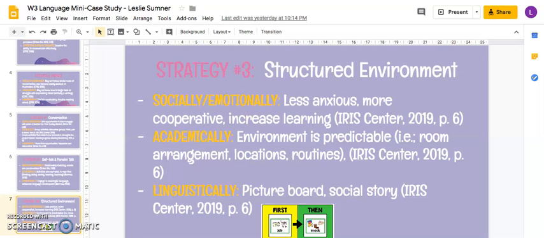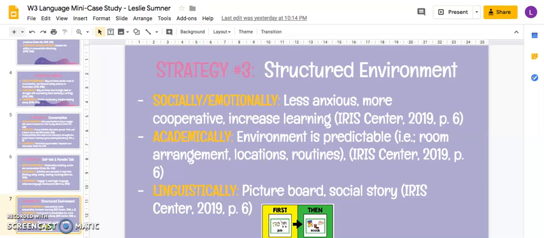Strategy number 3 is creating a structured environment where Layla can better understand how to move from one activity to another, whether it's social or academic. In addition, this supports her emotional state because she knows what to expect as she experiences a closely followed routine. This might reduce her anxiety, and she may be able to increase her learning as she's more likely to be cooperative throughout the day.